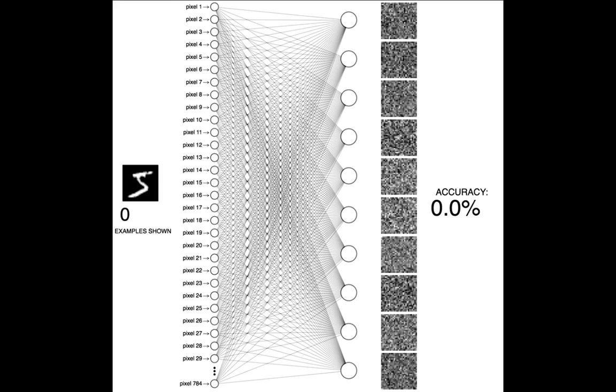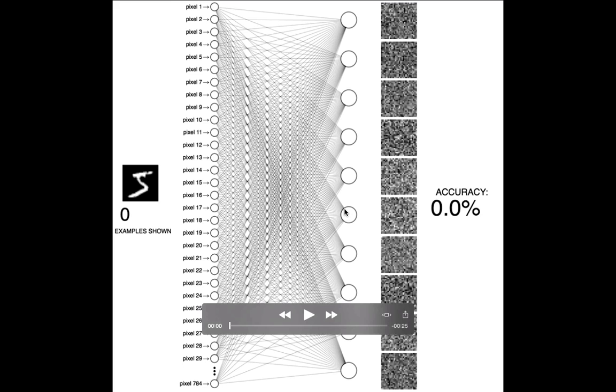We want it to give us this. So for this 5, in our ideal world, all of these would be 0 except for the 5 neuron, which is 0, 1, 2, 3, 4, 5, this one, because it starts at 0. So we want this to be very high.